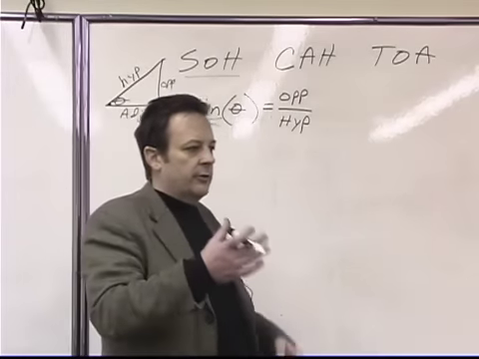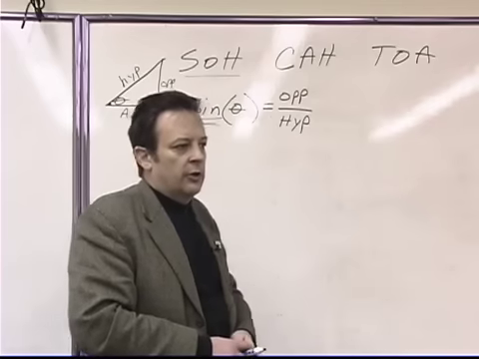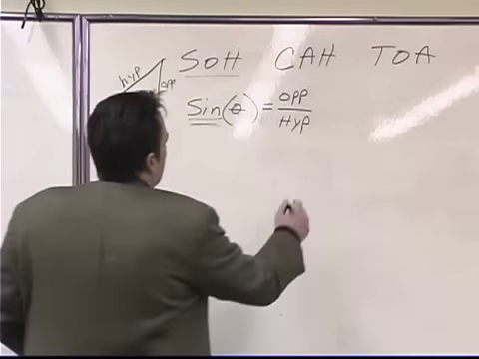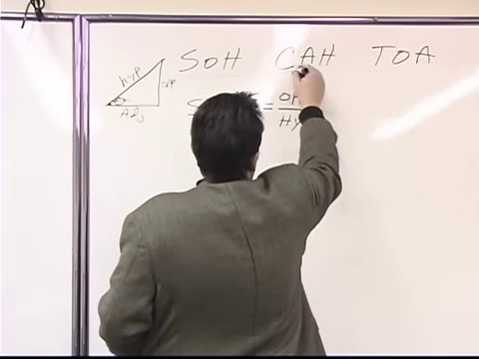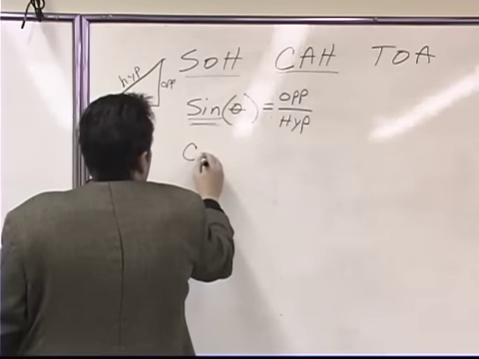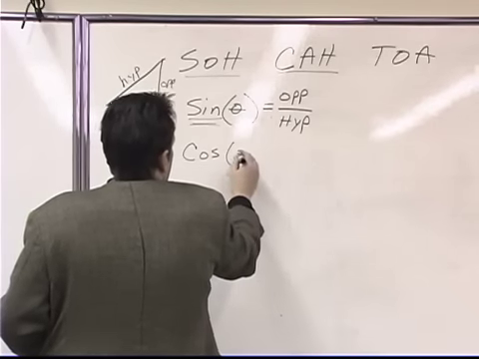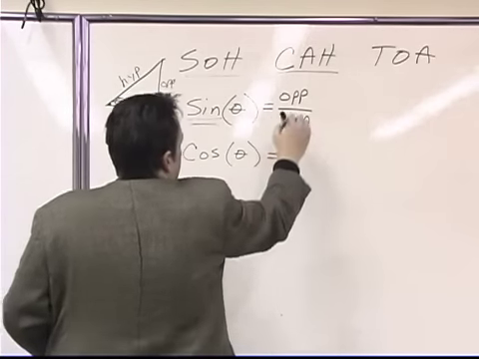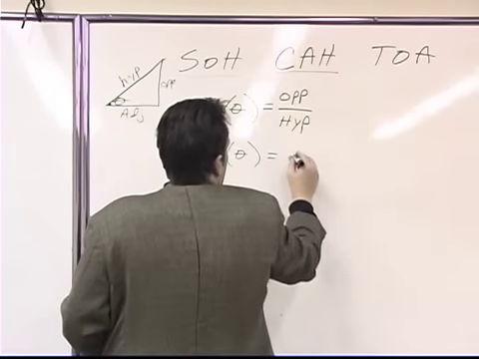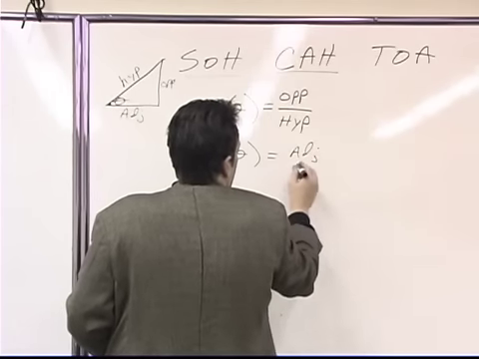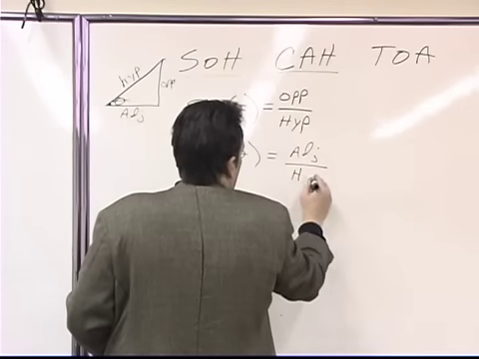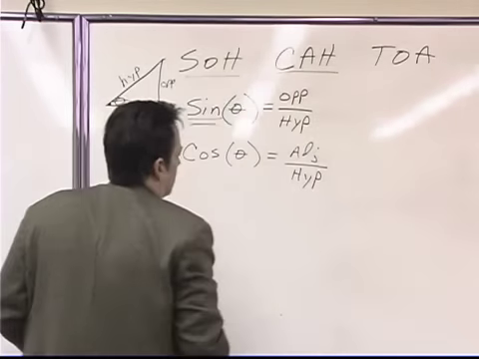And your calculator is going to do most of the work. You're just going to have to know how to push the right buttons. Okay? For the second part of SOH CAH TOA, we define the cosine of the angle theta. And that's equal to the length of the side adjacent the angle, divided by the hypotenuse.